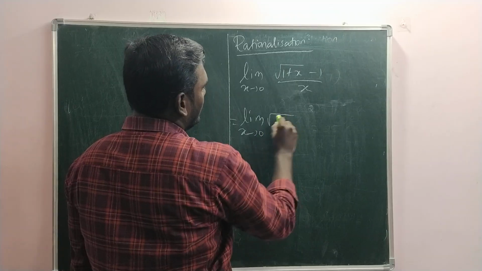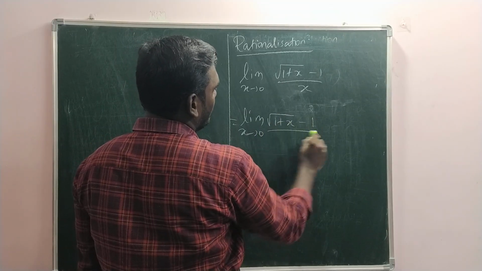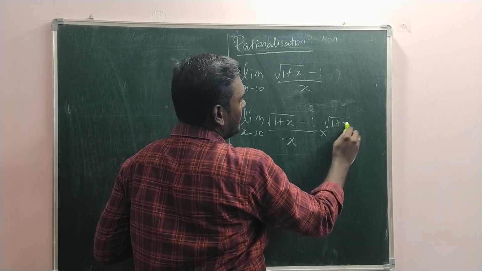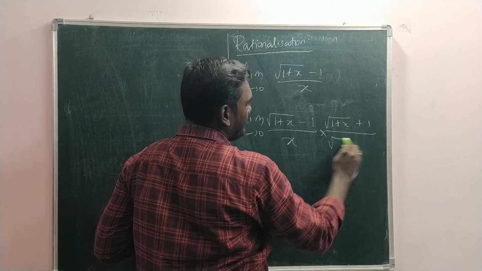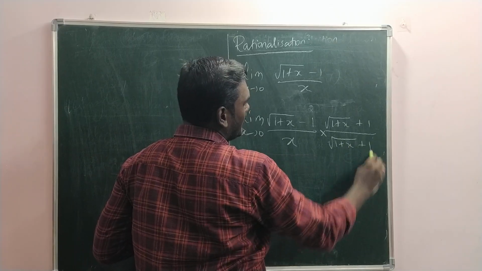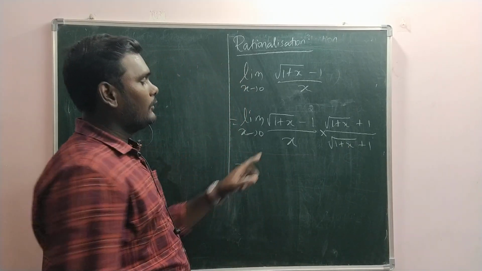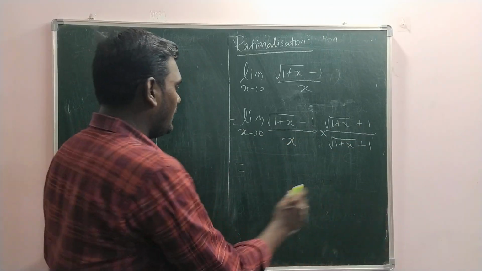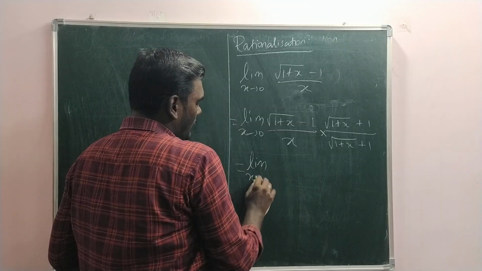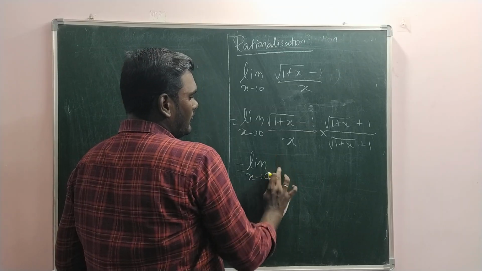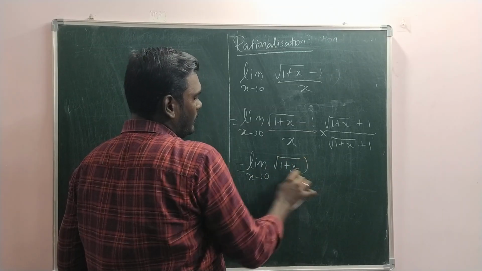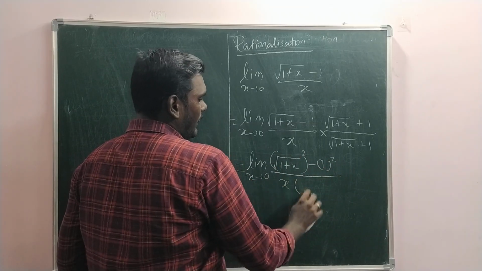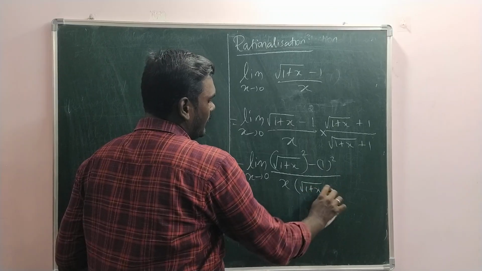How can we rationalize this? Limit x tends to 0 of root of 1 plus x minus 1 by x. So the numerator should be rationalized. We multiply by root of 1 plus x plus 1 by root of 1 plus x plus 1. This numerator is in the form of a minus b into a plus b. Then we get limit x tends to 0 of root of 1 plus x whole square minus 1 square by x into root of 1 plus x plus 1.